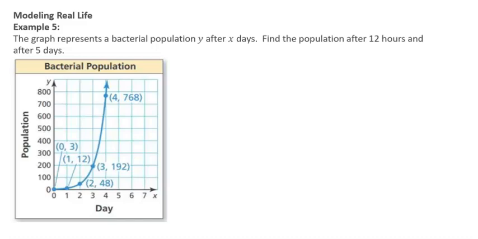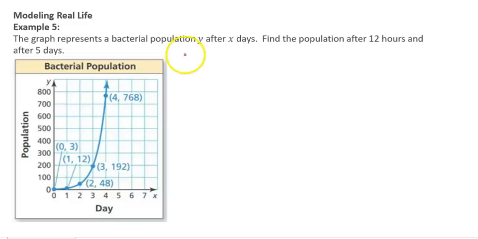Today we're looking at how to write exponential functions from a graph or from a table. So on this first one, if you look at the graph, it follows this curve just perfectly, and all of the numbers are nice whole numbers. So I know that this one's going to be pretty easy to write by hand.